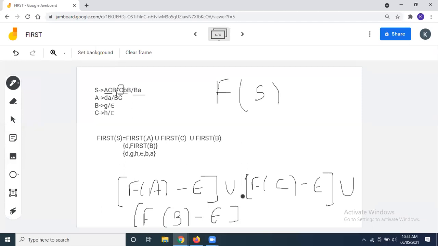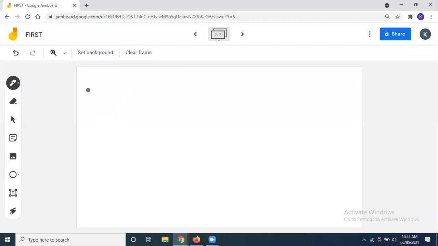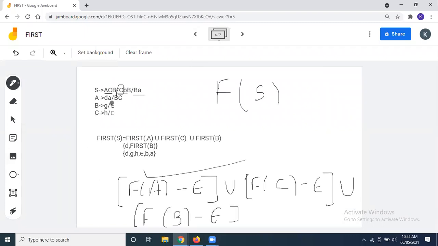Okay, so now we will go. First, you have to find first of A. This is the first thing. So now we will find first of A here. What do we have in first of A now? We again have two productions. In the first production, we are directly getting the terminal symbol. That is, what is the first terminal symbol we have here in A?